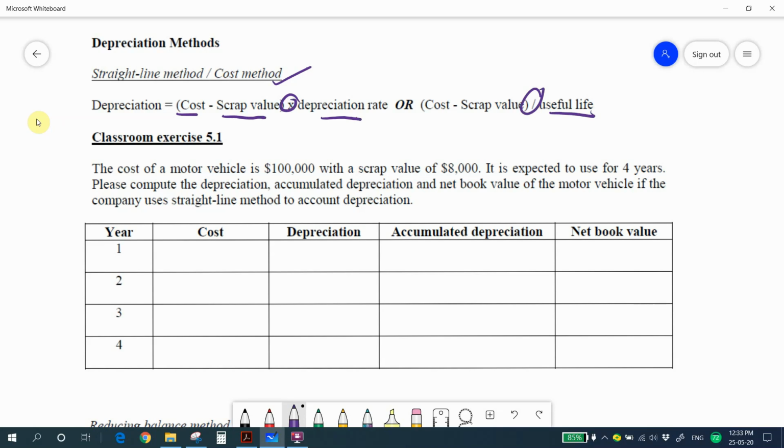The cost of a motor vehicle is 100,000 with a scrap value of 8,000. It is expected that it can be used for 4 years. Please compute the depreciation, accumulated depreciation, and net book value of the motor vehicle if the company uses the straight line method to account for depreciation. So this exercise is very clear. They want us to compute the depreciation, accumulated depreciation, and net book value by using what method? Straight line method. So first, we record the cost of the asset. The cost of the asset is 100,000.